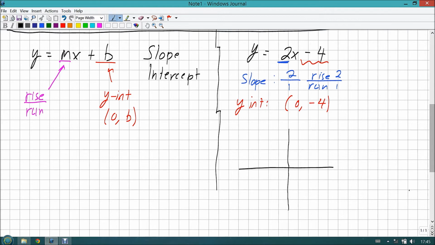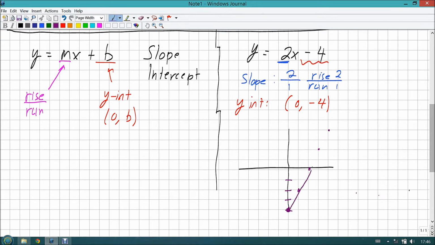Alright, so for this one, we would have a y-intercept at negative 4, and let's graph it in purple. So negative 1, negative 2, negative 3, negative 4. Bam, there's my y-intercept. And then my slope is 2. Rise 2, run 1. Rise 2, run 1. And shazam, we have what should be a straight line.